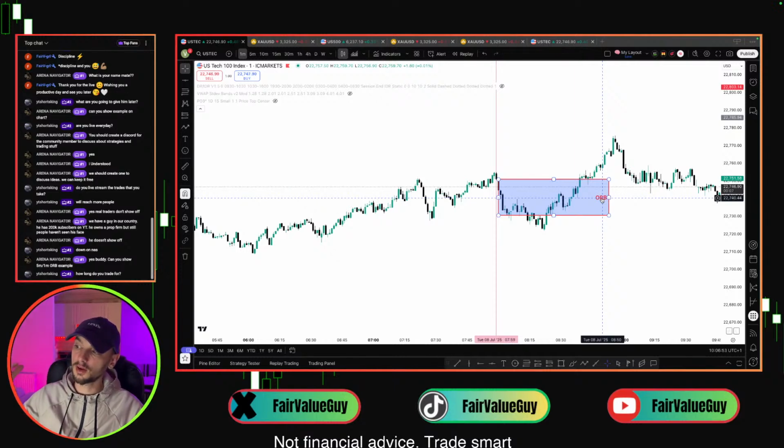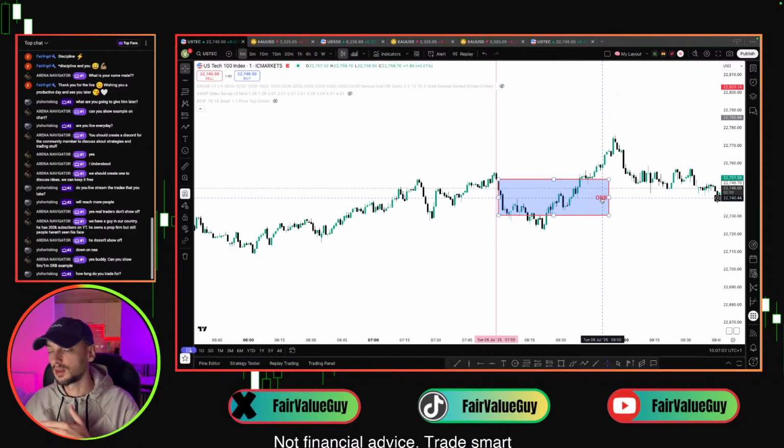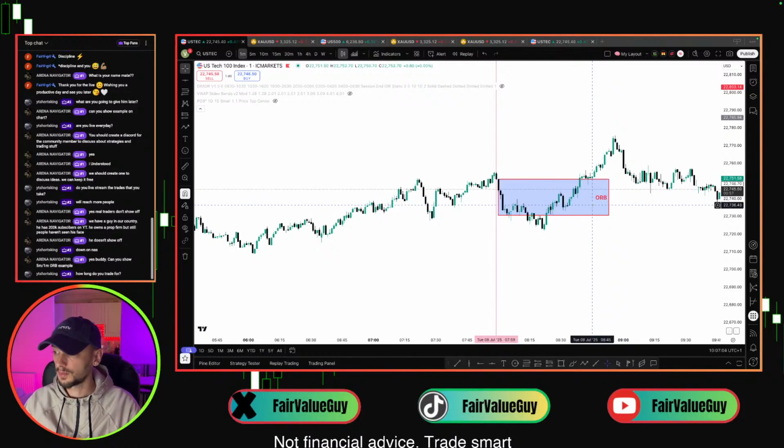The higher the time frame it gets, the more stable the ORB is. 1 minute is riskier, but 5 minutes is riskier than the 15 minutes, and so on. So I think the sweet spot is 5 minutes.